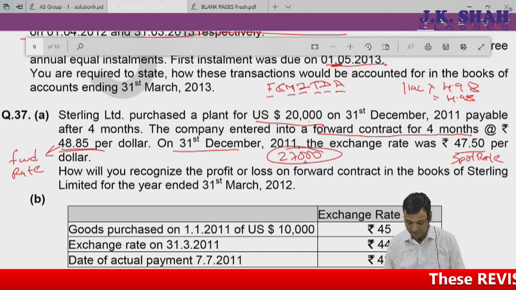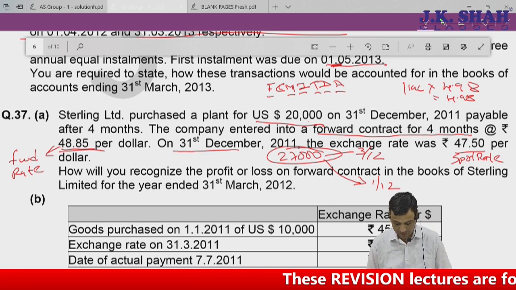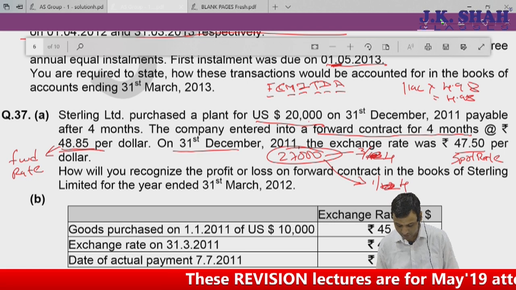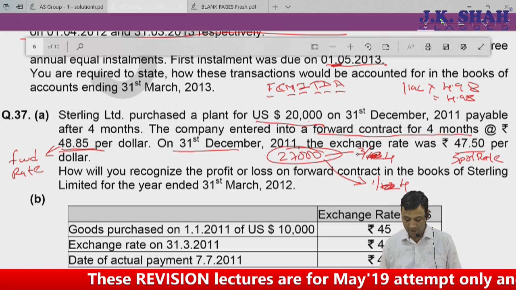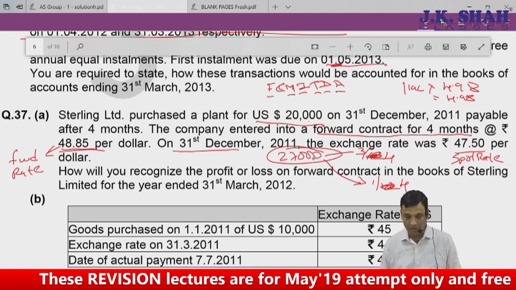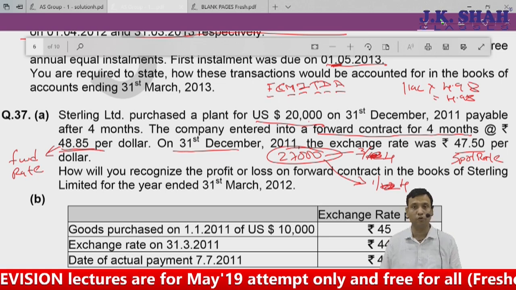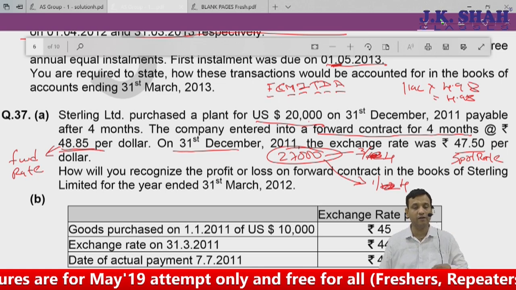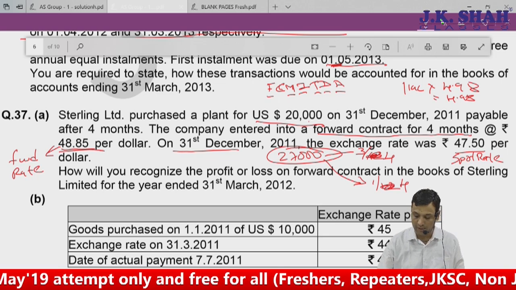So can I say out of 27,000, 3 by 12 will be in the current year, 1 by 12 will be in the next financial year? I'm sorry, it's not 3 by 12. It's 3 by 4 and 1 by 4. The contract is for 4 months in total, out of which 3 months fall in the current year and 1 month falls in the next year. So 27,000 into 3 divided by 4.